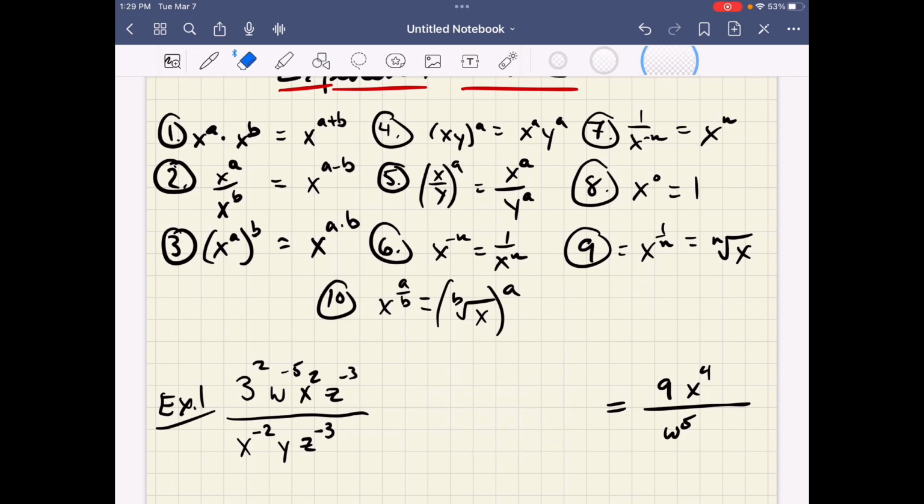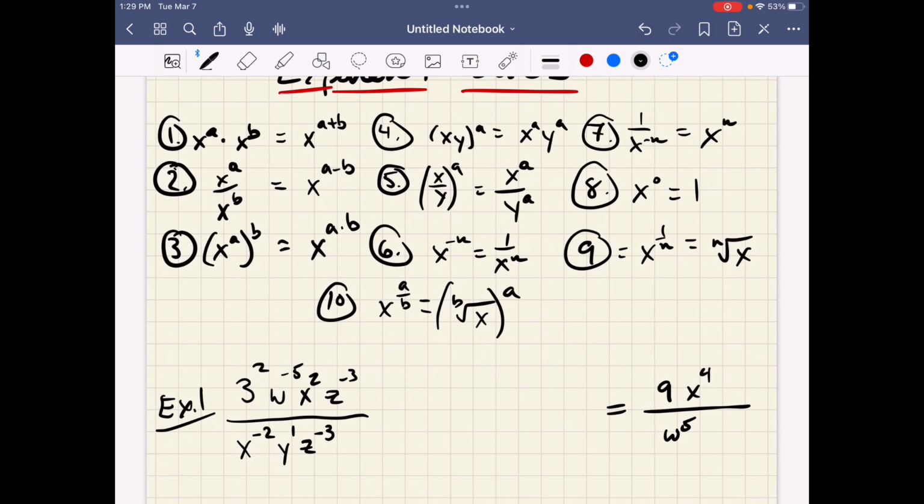Okay? Next, I'm going to look at all of my y values. If you notice, there's only one y value, right here in the bottom. There are no other y's anywhere else. But if you remember, if there is no exponent, that's like the invisible 1 exponent. Since there are no rules or laws to apply to it, I'm just going to leave the y down there in the bottom.